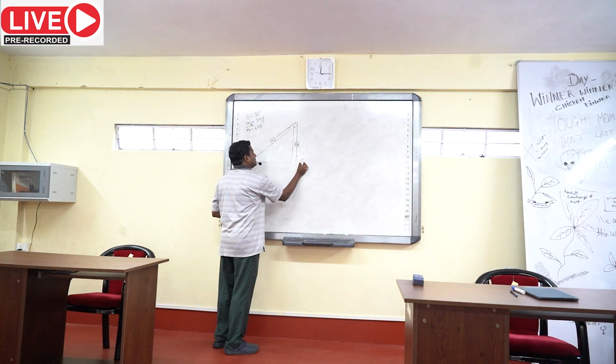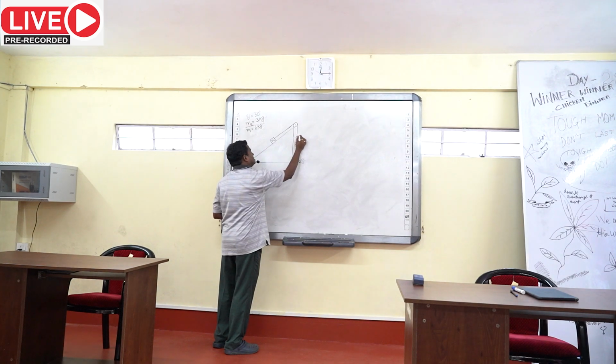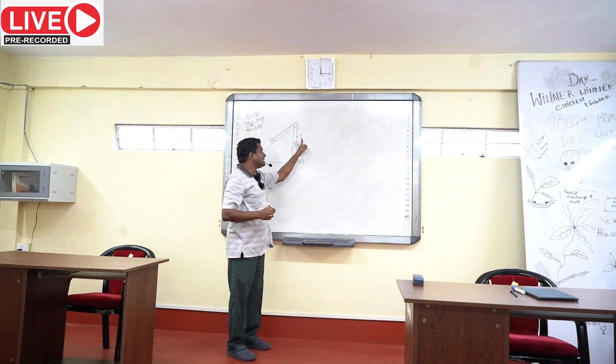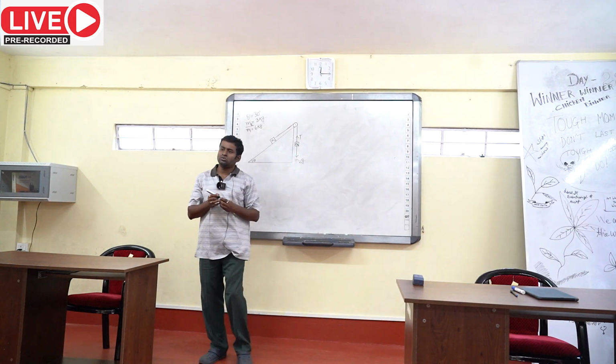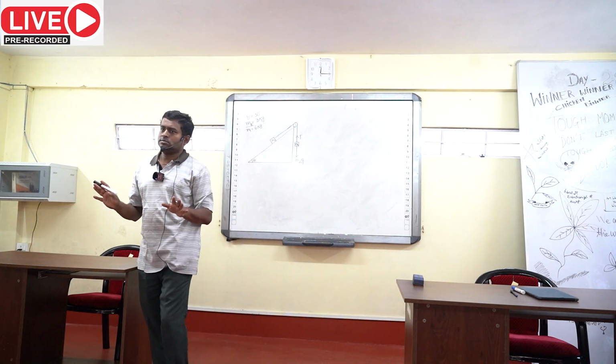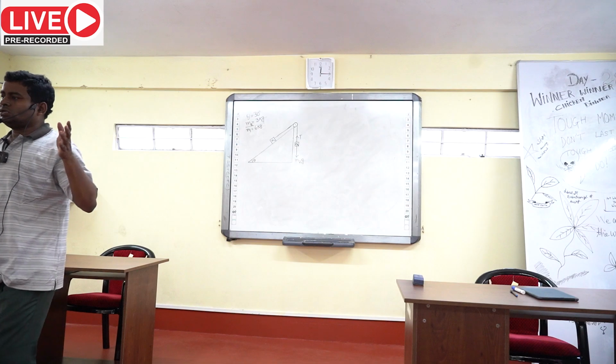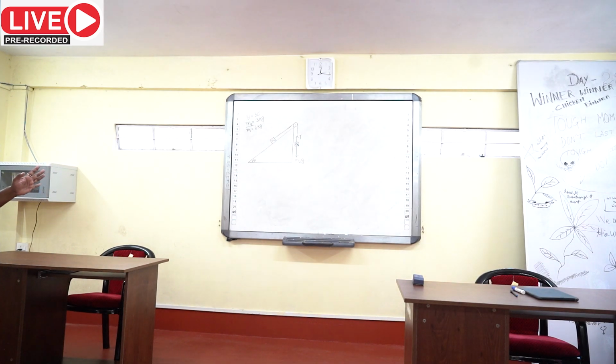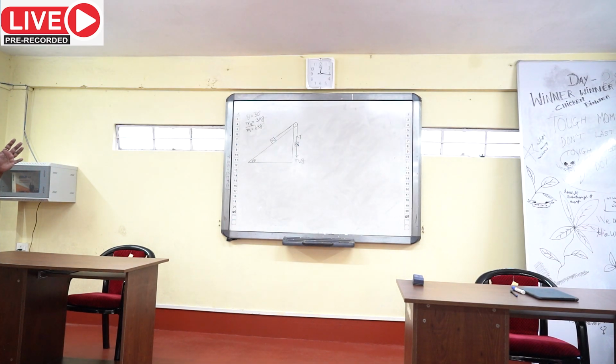M2G is 1. Tension in the upward direction, that is 1. Is there any other external force acting on M2? No, because it is not in contact with the wall or anything. There are only two forces, one is weight, another is tension force. So these are the two external forces acting on M2. There is no other external force. Complete.